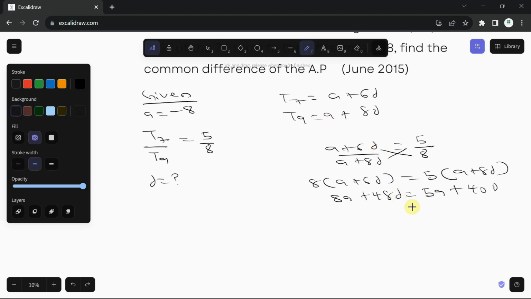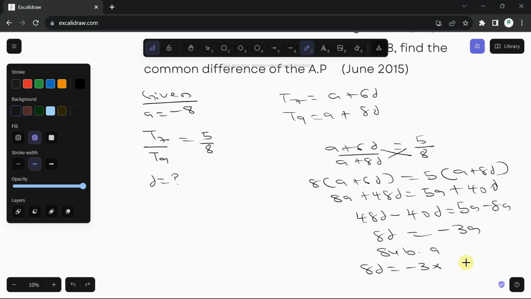Now I'm trying to find D, so let me make D the subject. That will be 48D minus 40D is equal to 5A minus 8A. So 48D minus 40D will give me 8D, and 5A minus 8A will give me minus 3A. We already know the value of A. A has been given as minus 8 in the question, so I can substitute. So that will be 8D is equal to minus 3 times A, which is minus 8.